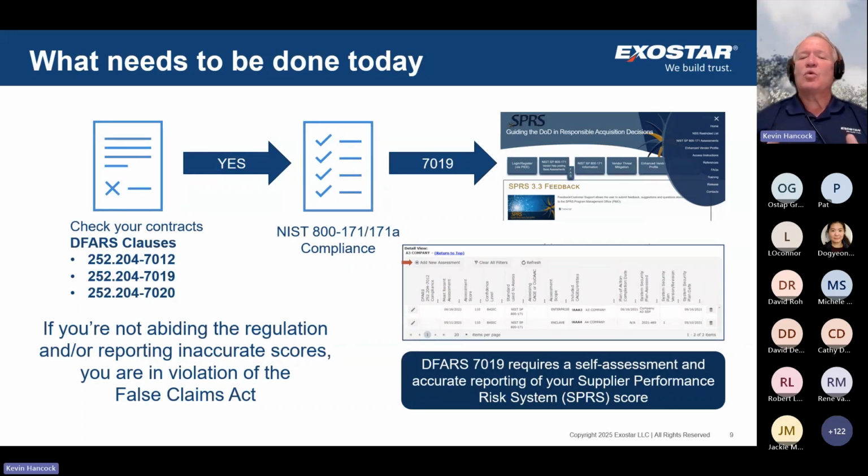You then take that score and you enter it into the Supplier Performance Risk System. That's the SPRS system that's run by the DoD. They're the only ones that have access to it. And they take that score as part of your overall risk assessment as a vendor to the Department of Defense. It's just one measure in that overall risk assessment, but it is a measure.